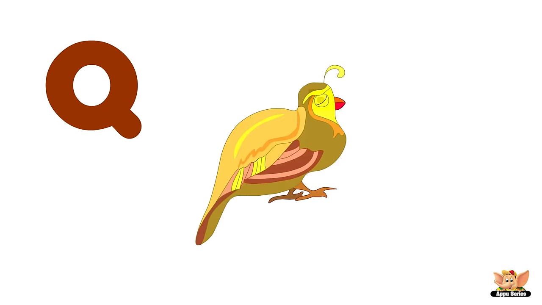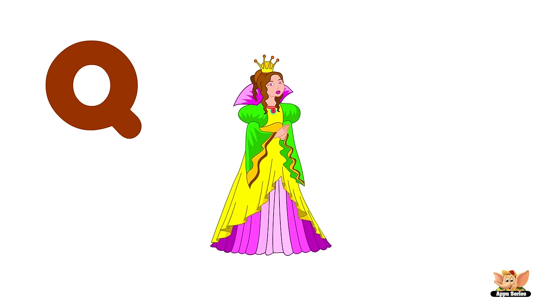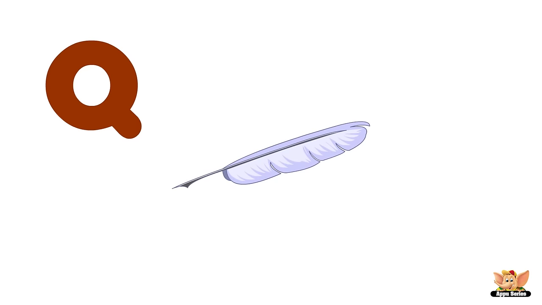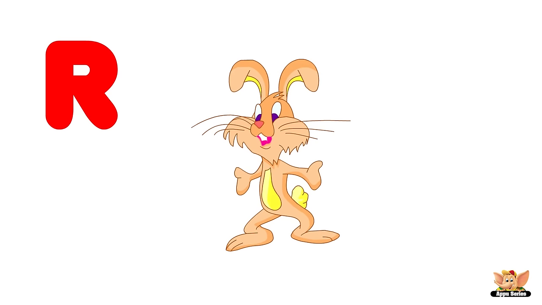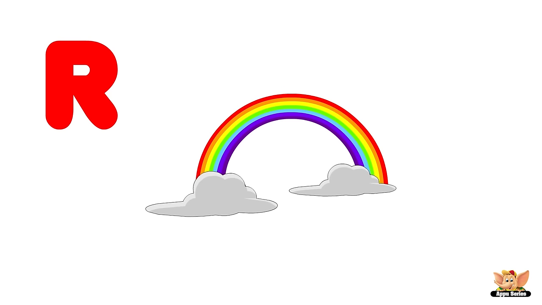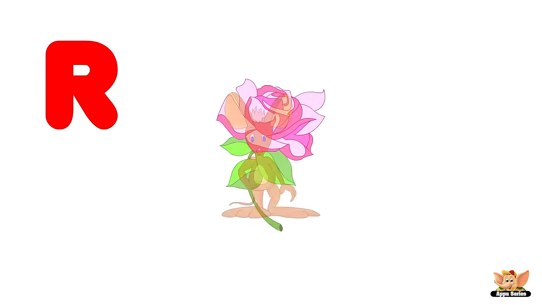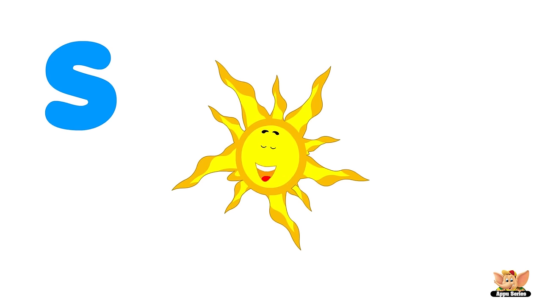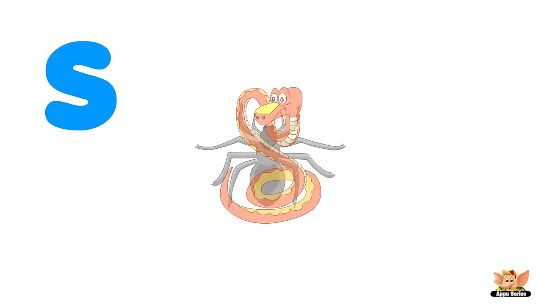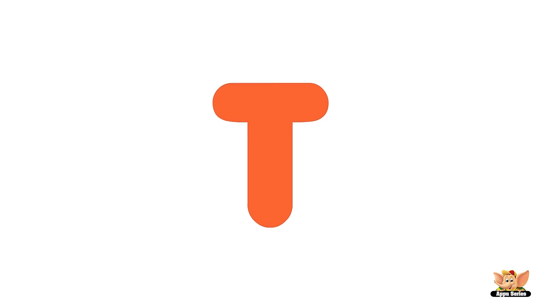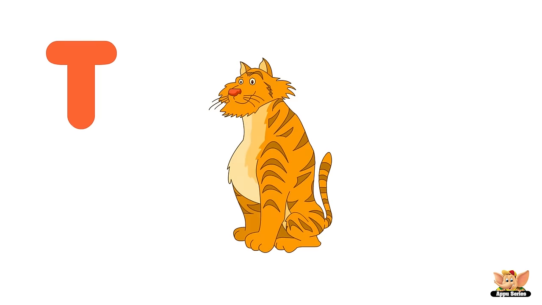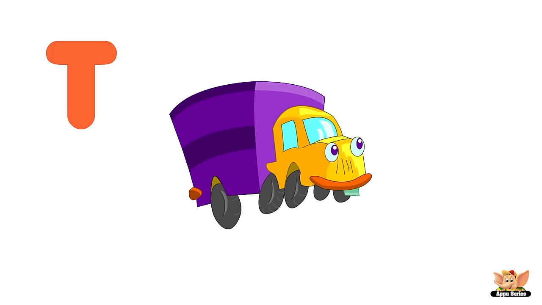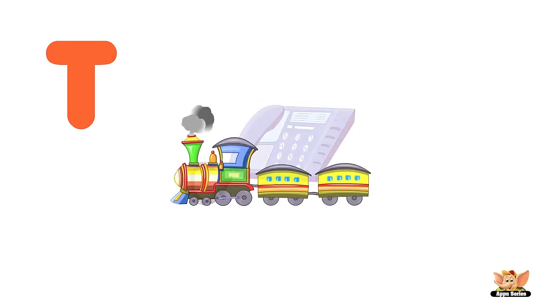Q. Q is for quail, queen, quill, quilt. R is for rabbit, rainbow, rose, rat. S is for swan, sun, spider, snake. T is for tiger, truck, telephone, train.